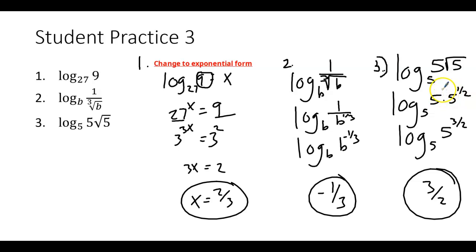This 5 has a 1 power. This 5 has 1/2 power. And what we learned back in Unit 8 is that anytime you have two exponential functions with the same base, you can add their exponents. So if you add 1 and 1/2 together, you're going to get 3 halves. And now these two things match, they cancel, and you're left with 3 halves.